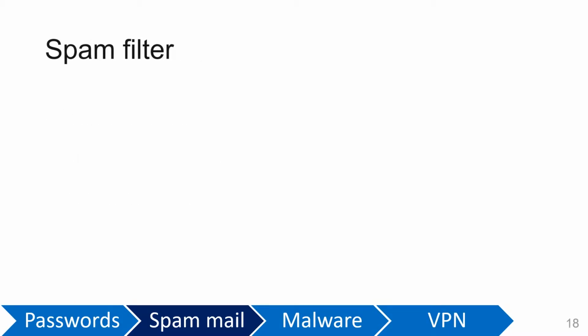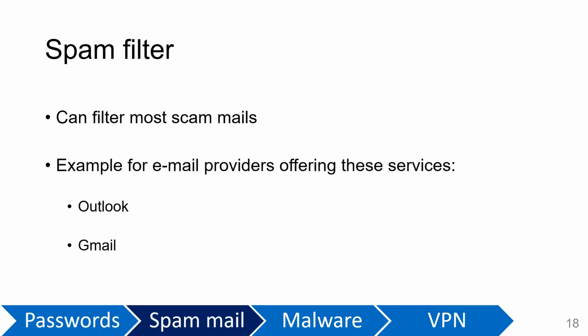A lot of email providers such as Outlook already integrated spam filters in their services, which can detect spam by its signature, and any detected spam mails are directly sent to spam folders. A lot of spam filters can learn from the user.